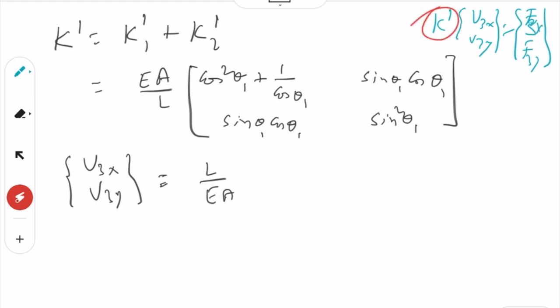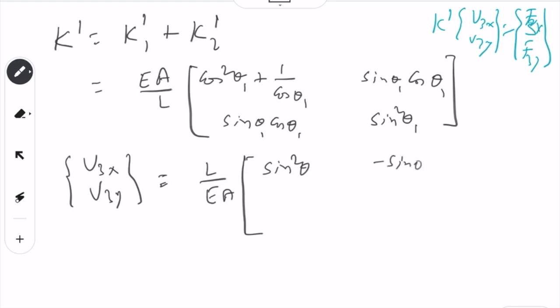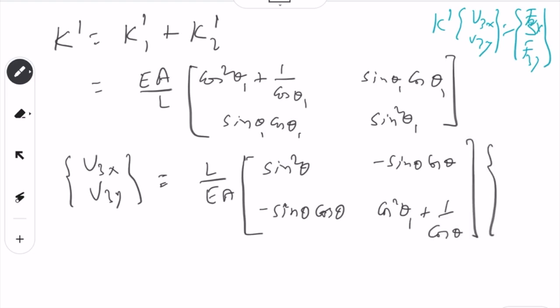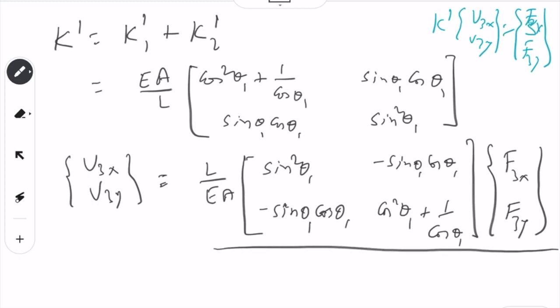So k dash inverse is nothing but L over EA to begin with, multiplied by the inverted matrix. So this will be simply sin square theta, minus sin theta cos theta, minus sin theta cos theta, and then cos square theta plus 1 over cos theta, multiplied by f3x f3y. Here we have theta 1 only, and we have to divide it by the determinant of the original matrix.